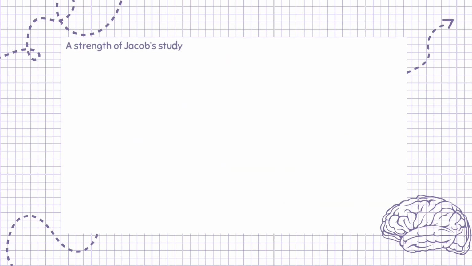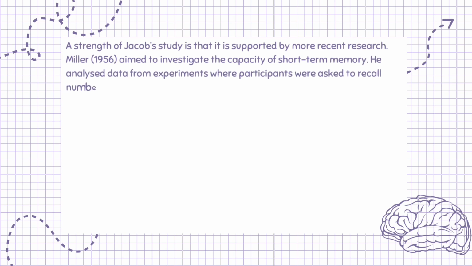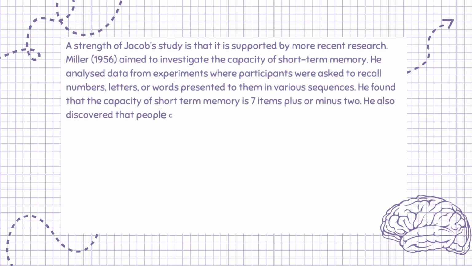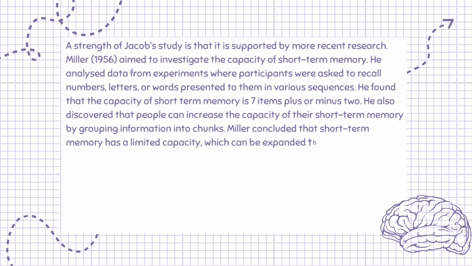A strength of Jacobs' study is that it is supported by more recent research. Miller, 1956, aimed to investigate the capacity of short-term memory. He analyzed data from experiments where participants were asked to recall numbers, letters, or words presented to them in various sequences. He found that the capacity of short-term memory is 7 items plus or minus 2. He also discovered that people can increase the capacity of their short-term memory by grouping information into chunks. Miller concluded that short-term memory has a limited capacity, which can be expanded through chunking.